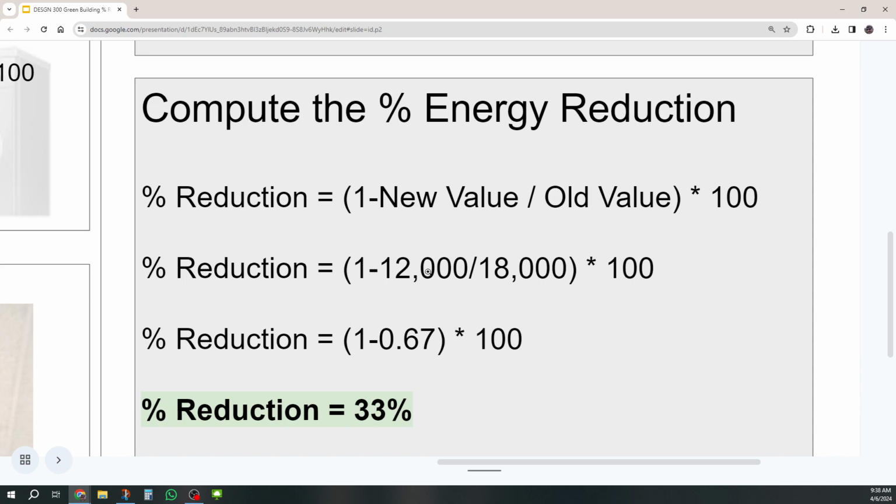So this is what it turns into. I plug in my new value, 12,000. I plug in my old value, 18,000. And then you can just plug this right into a calculator or an Excel spreadsheet. I don't suggest you do it in your brain unless you're really good at that. And then personally, I like to see each step so that I can go back and check the work of the people that are working for me. So I ask this step to be done, 1 minus 0.67, times 100 is 33%. So that's how we get that done.